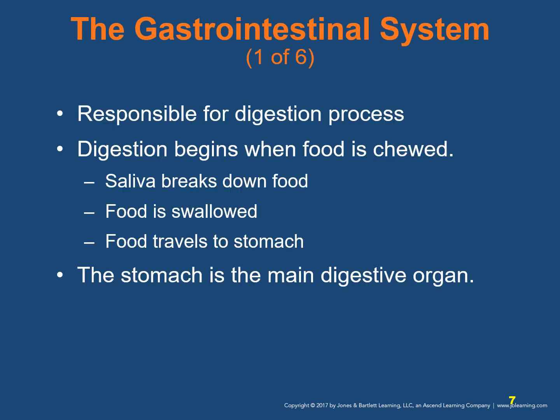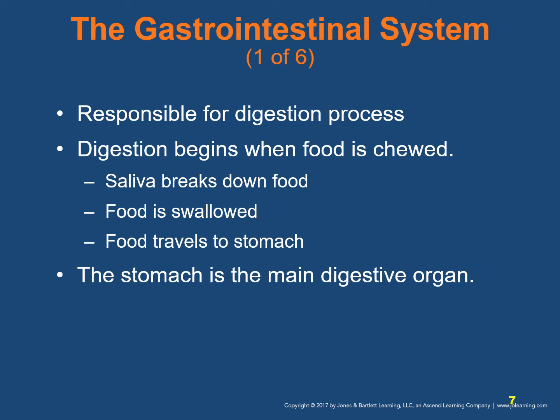Now with the gastrointestinal system, it is important to understand how it works. The gastrointestinal system is responsible for the digestion process of food. Digestion begins when food is put into the mouth and chewed. Salivary glands secrete saliva and begin to break the food down. The food is then swallowed. Food travels down the esophagus to the stomach.